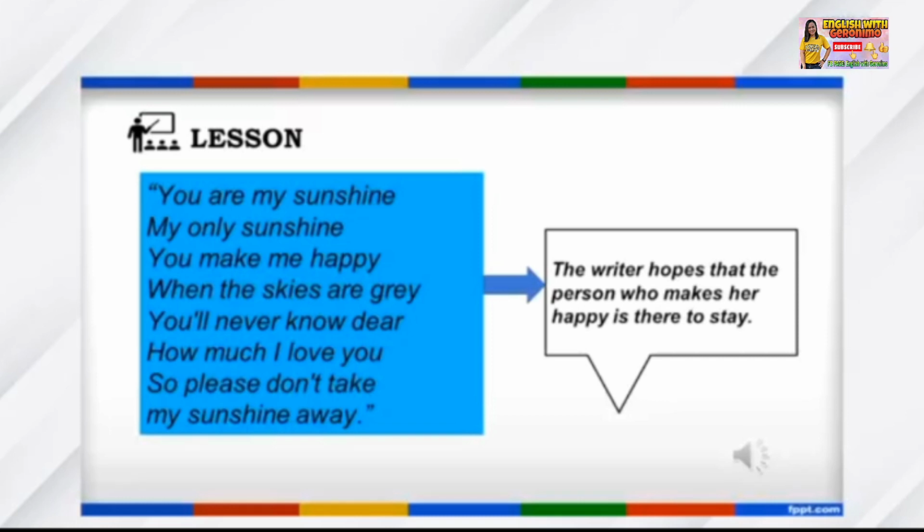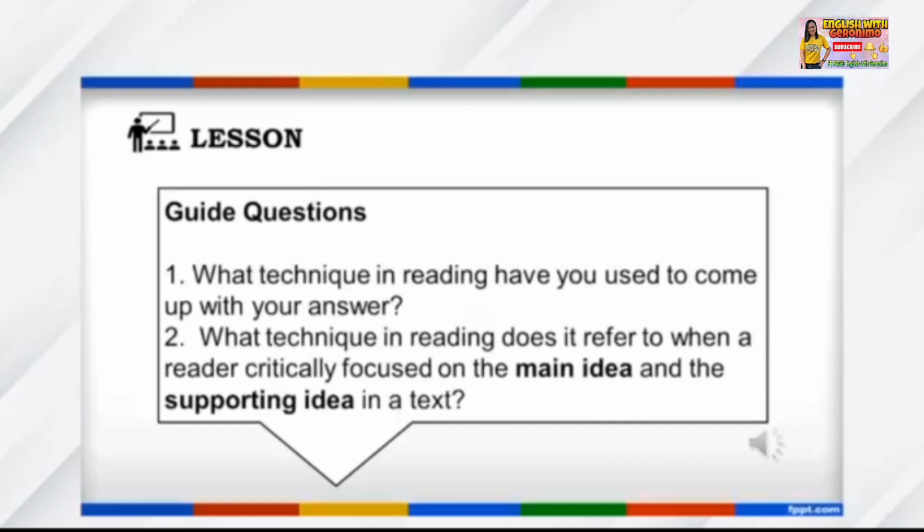This song can be expressed in one sentence as, the writer hopes that the person who makes her happy is there to stay. If you've come up with an answer, let me ask you the following questions. Number 1. What technique in reading have you used to come up with the answer? And number 2. What technique in reading does it refer to when the reader critically focuses on the main idea and the supporting idea in the text?